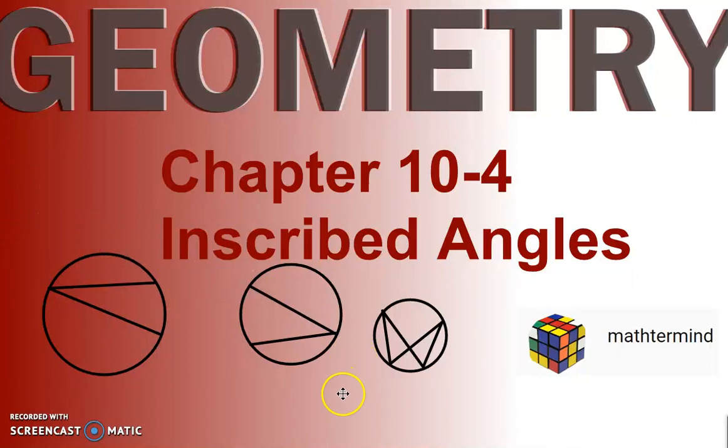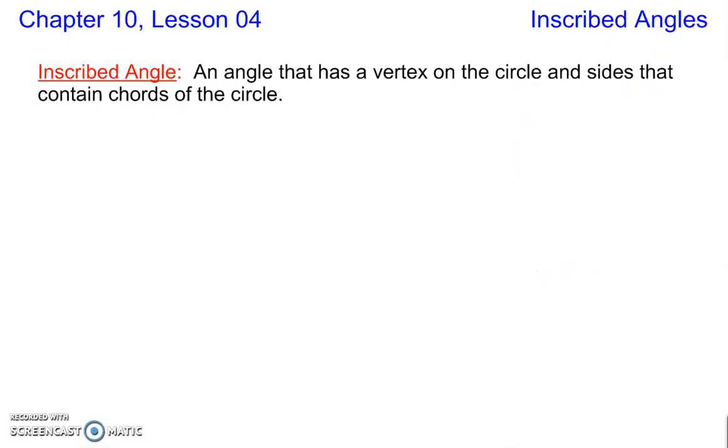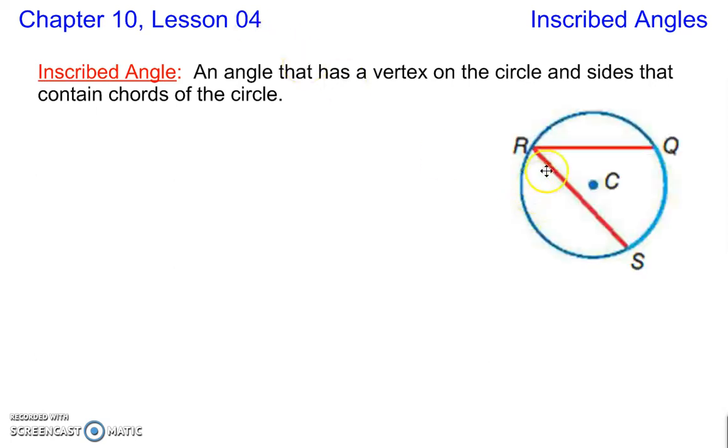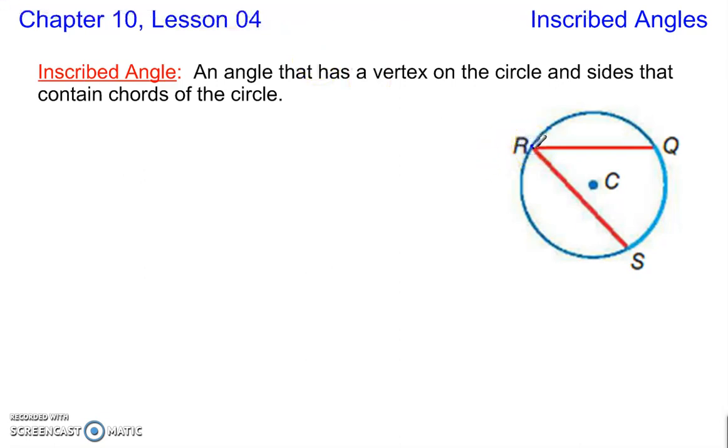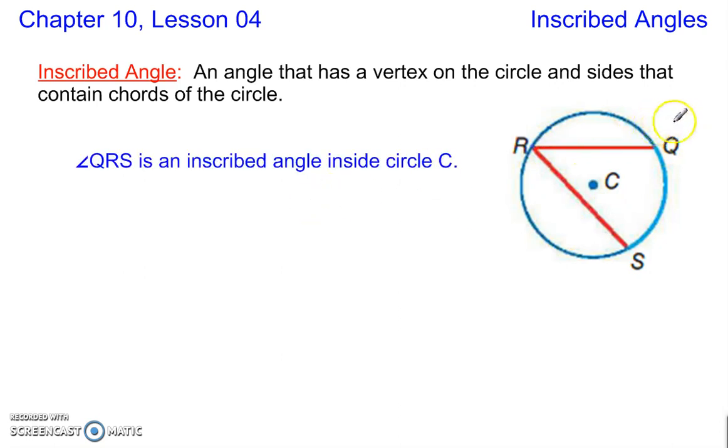Here we go with a little bit of Geometry Chapter 10 for Inscribed Angles. An inscribed angle is an angle that has a vertex on the circle and whose sides contain chords of the circle. Here we have that angle right there. The vertex is on the circle, and this is a chord, and the chord is part of that side. So that is an inscribed angle, QRS. Notice R in the middle there.